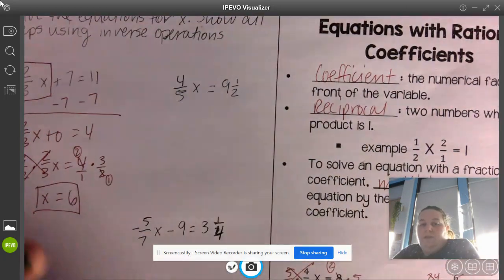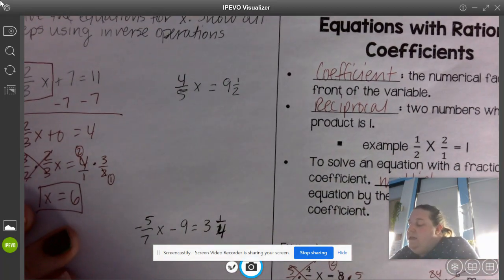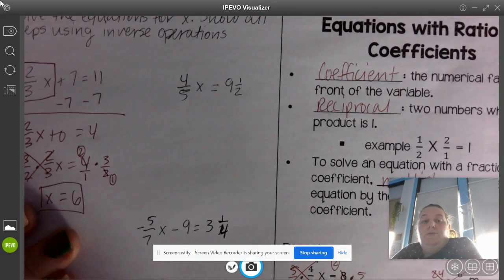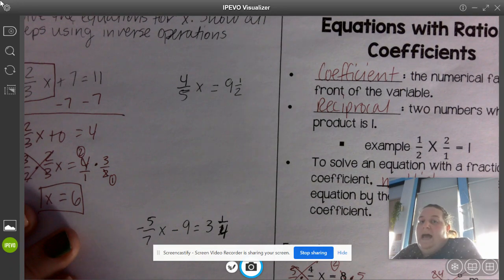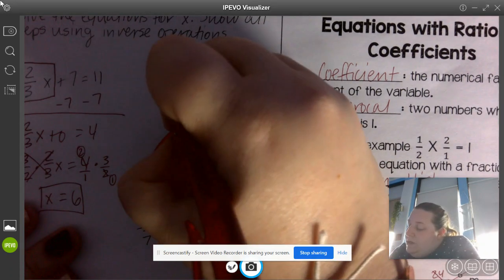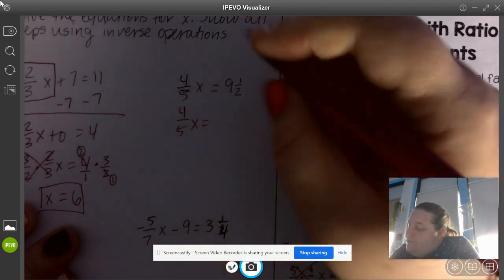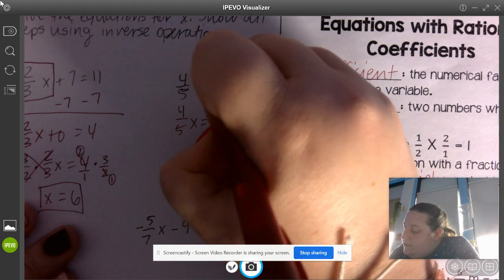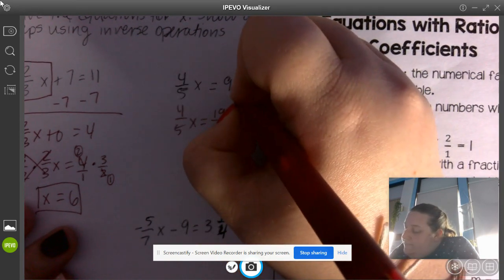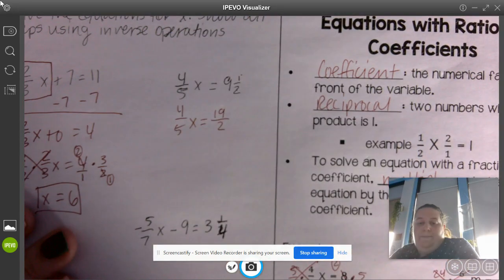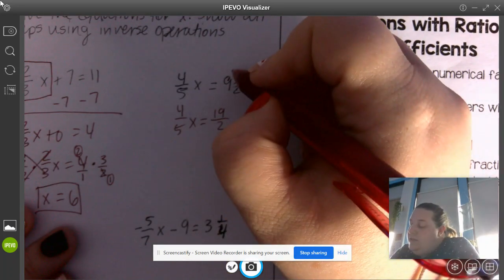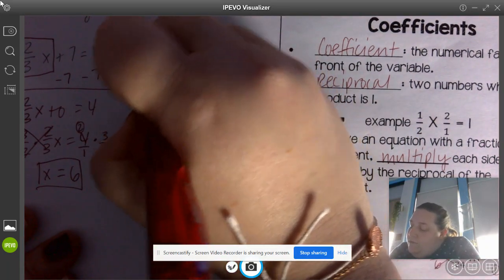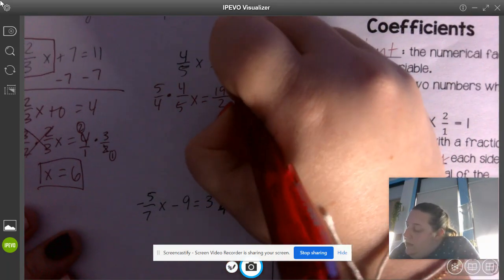All right, now for this next one, we have 4/5 x equals 9 1/2. Before I actually do this, when I have a mixed number that I'm going to be multiplying by a fraction, we want to rewrite it as an improper fraction. So I'm going to just bring down this 4/5 x. So 9 1/2 would become, well, 2 times 9 is 18, plus 1 is 19. And then 2 would stay the denominator. So once again, we start by changing the mixed number into an improper fraction. And now I'm going to go ahead and multiply by 5/4 on both sides.